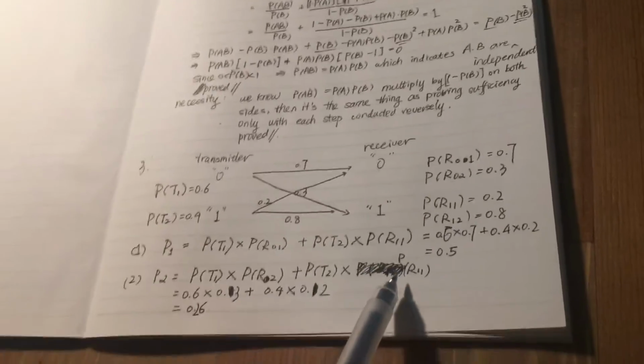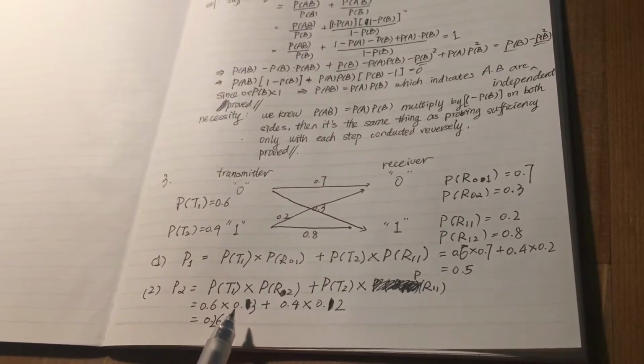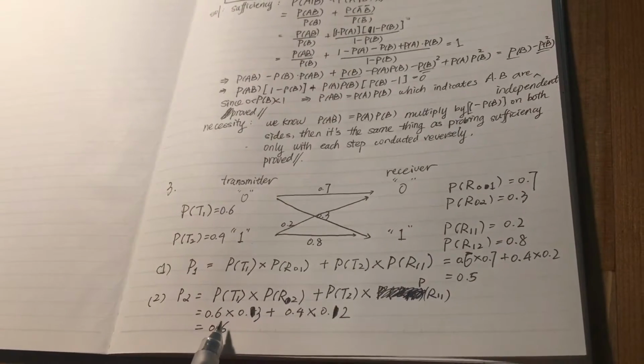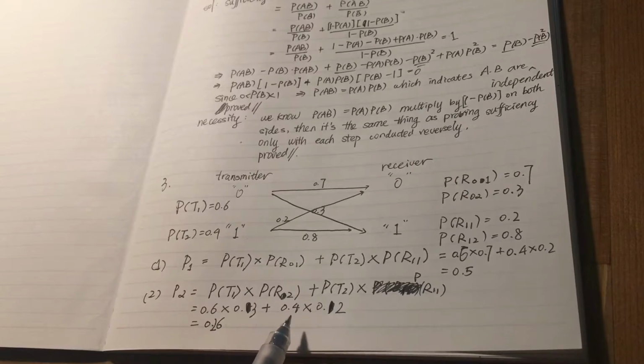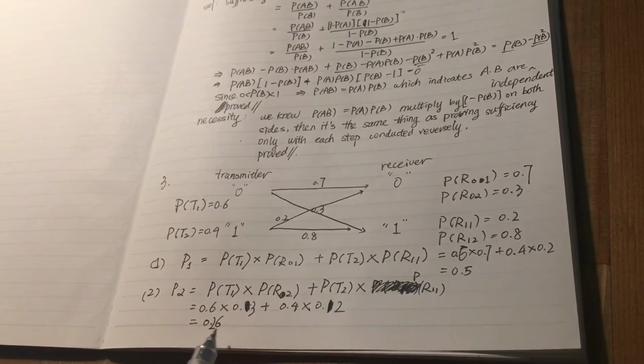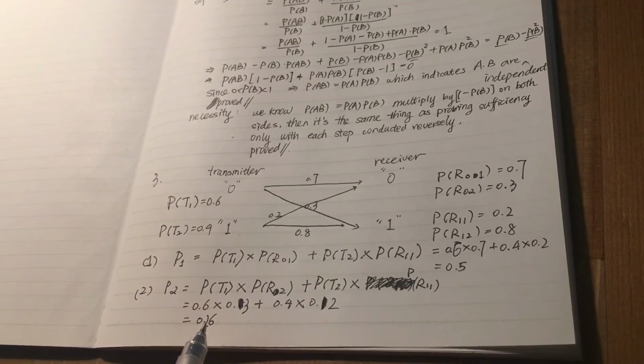It should be PR11. And the values for these probabilities are as follows: 0.6 times 0.3 plus 0.4 times 0.2. And the result is 0.26. That's the probability of the error.